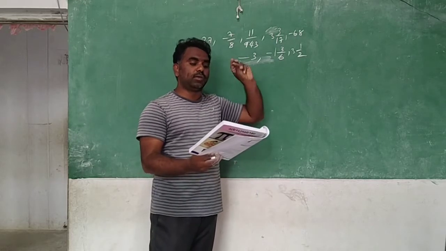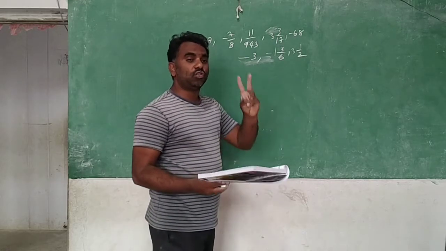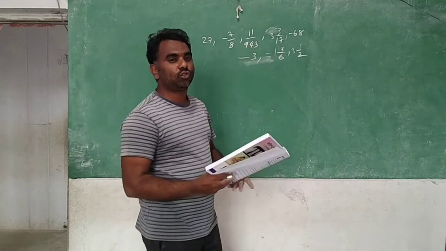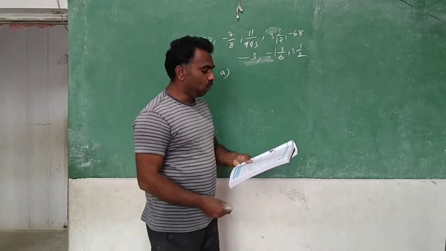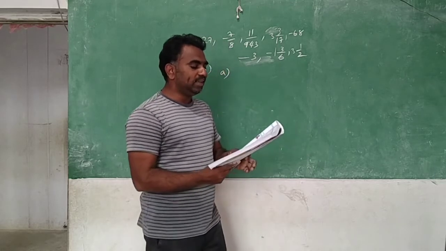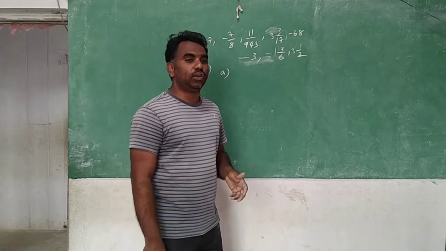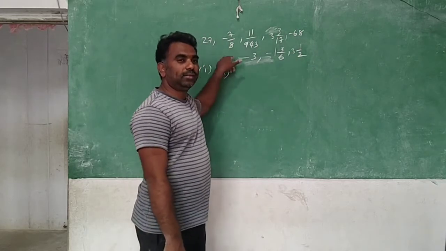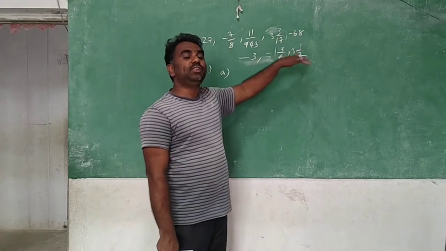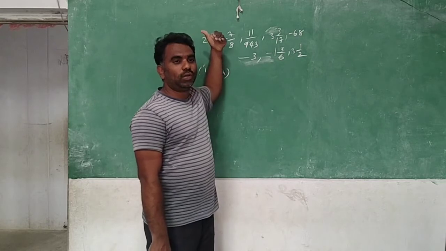Now question number 1. You see question number 1. In these, 4 questions are there. In the first question A, what is the question? Which of these are left side of 0? In these numbers, which are left side of 0?